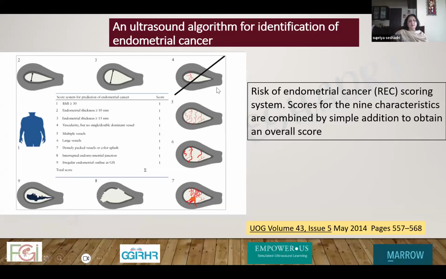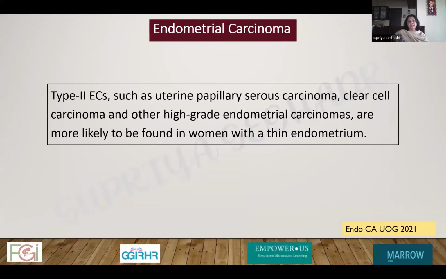For this, we need to know the BMI of the patient. Endometrial thickness of 10 millimeters is one category. Endometrial thickness more than 15 is another category. Then we have vascularity, but no single or dominant vessel; multiple vessels; large vessels; densely packed vessels; interrupted endomyometrial junction; and irregular endometrial outline. Each of them has a point of 1. When added up, if there is 3 or more, then the likelihood of that finding being an endometrial cancer is 90%.